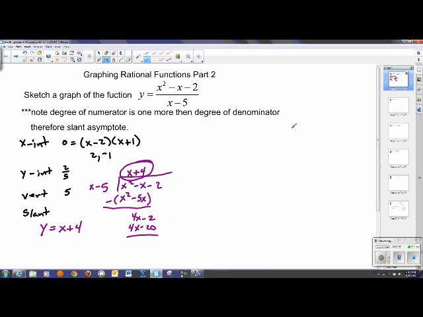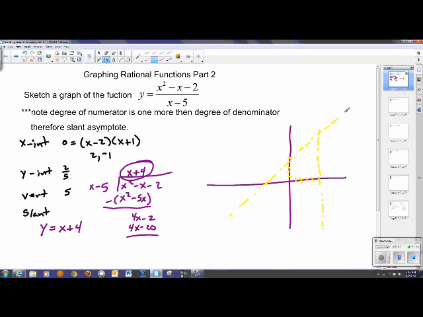We're going to go over and graph this now. I'm going to label my intercepts and my asymptotes. I have a vertical asymptote of 5, so I'm going to go 1, 2, 3, 4, 5. Put that little dotted line down. Slant asymptote at y equals x plus 4, so I go up 1, 2, 3, 4. Rise 1 over 1, and I have this slanted asymptote here.